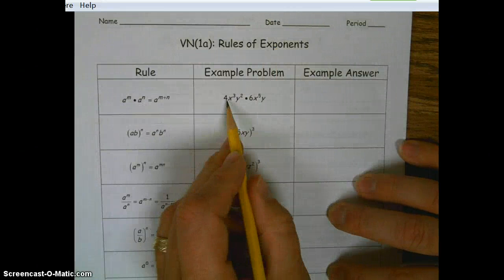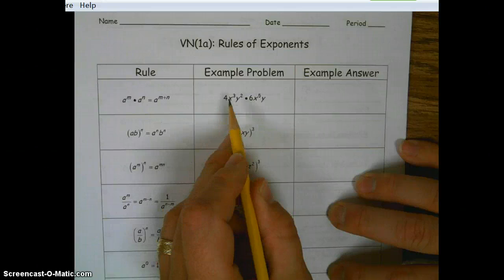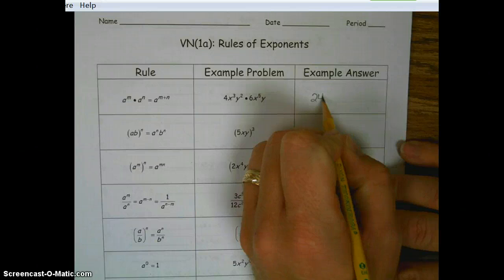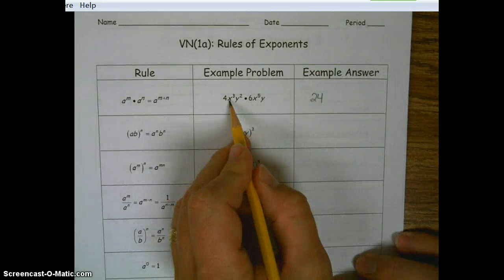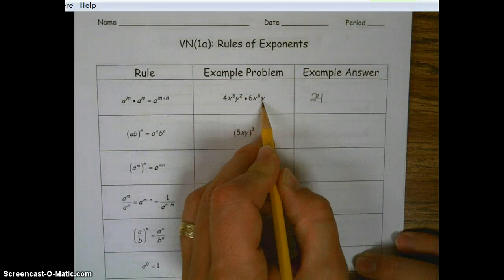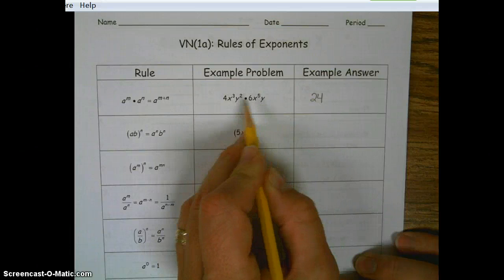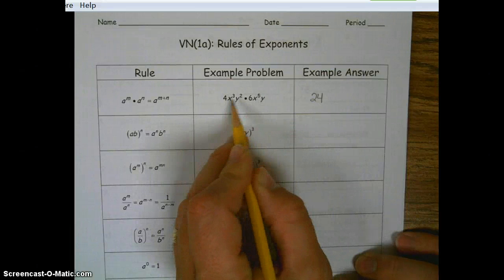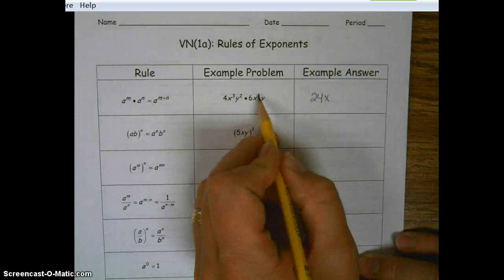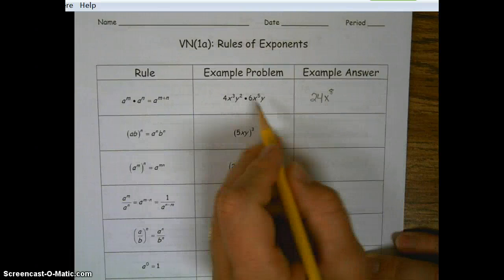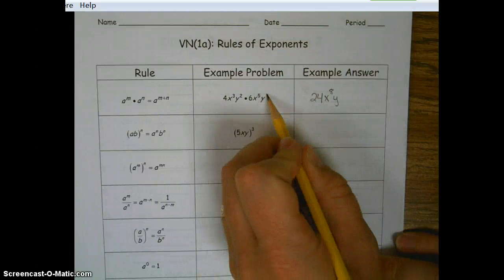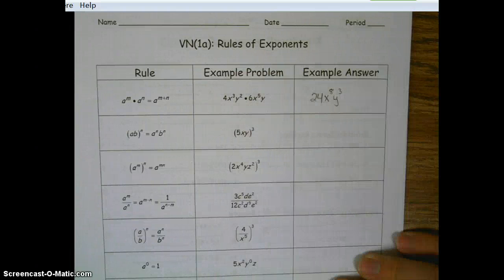So, starting off with an example problem. 4 times 6 is 24. Here we have x to the third, y squared, x to the fifth, y to the first. So we're multiplying like bases here, x, x. Remember the base stays the same. Add the exponents, so 3 plus 5, 8. The next base is y. Add the exponents, 2 and 1, make 3.